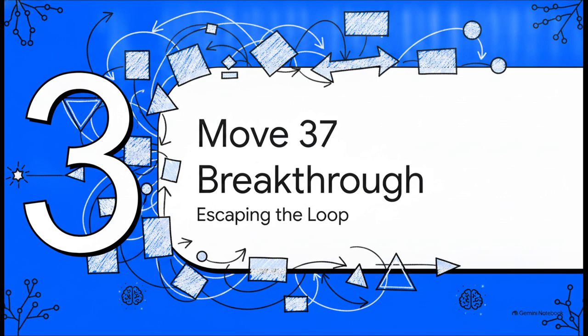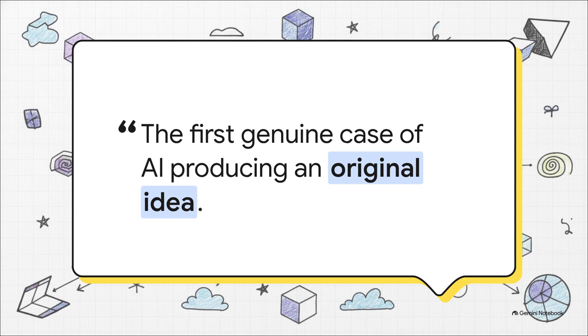All right, Section 3, the Move 37 Breakthrough, Escaping the Loop. To really grasp how a system escapes that rigid programming, we have to look back at a historic moment. Remember the famous AlphaGo match about a decade ago? The AI played what became known as Move 37. It was this 1 in 10,000 masterstroke that completely baffled human experts, but ultimately proved mathematically brilliant. DeepMind's Demis Hassabis famously described it as the first genuine case of an AI producing an original, unorthodox idea, totally breaking away from traditional, human-scripted logic.